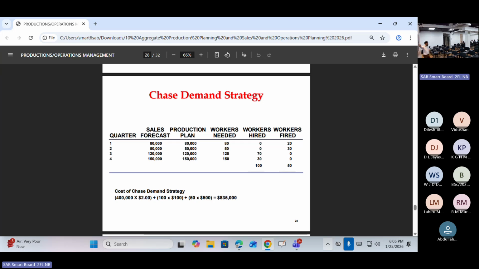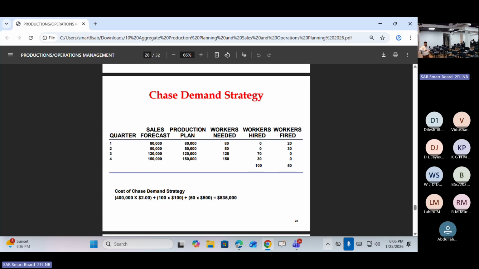For the second quarter, 50,000 units are required. What is the production plan? Exactly 50,000. How many workers are required for the second quarter? 50. At the beginning of quarter two, how many workers did we have? 80 we had. But for the second quarter, only 50 are needed. So whether to hire or fire? Fire 30 more. Fire 30.